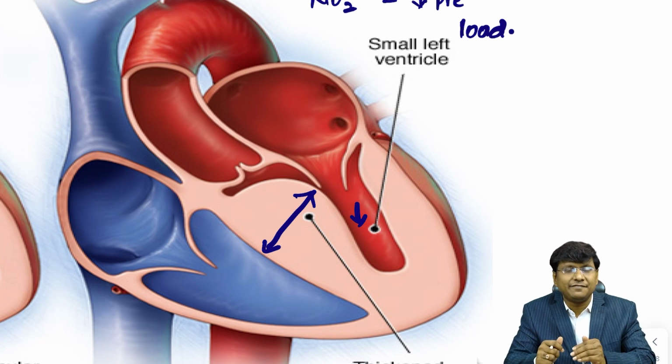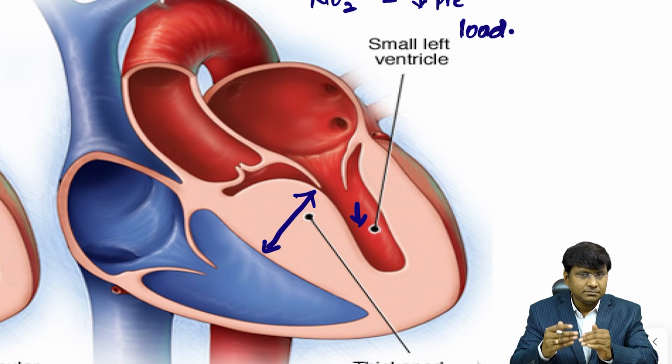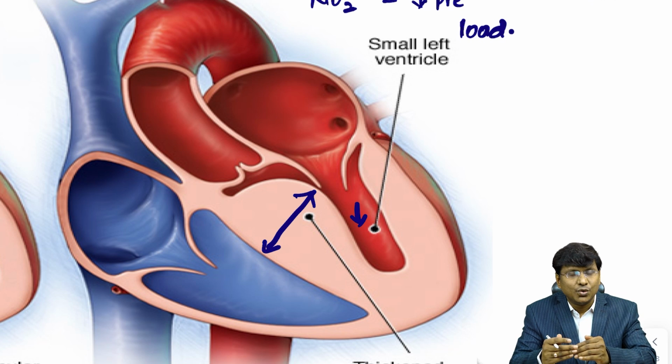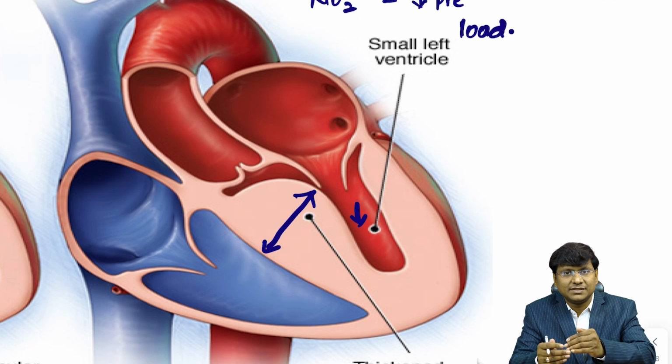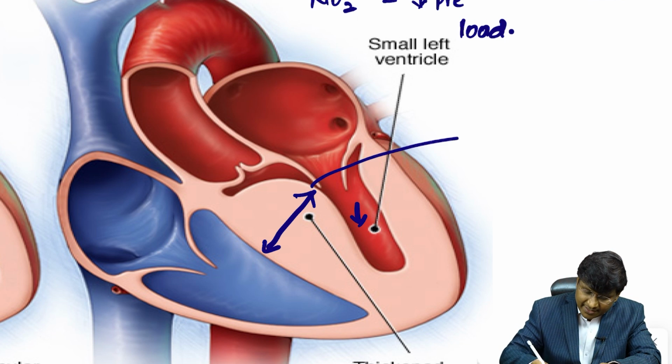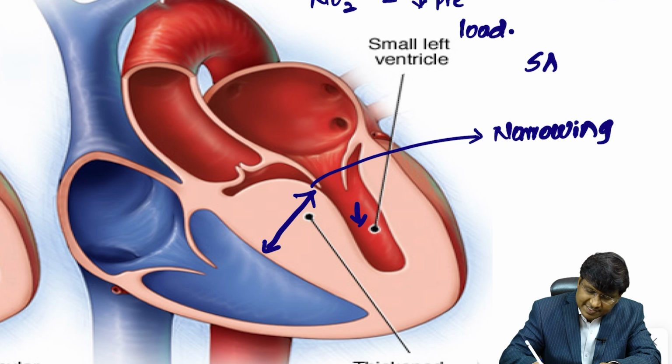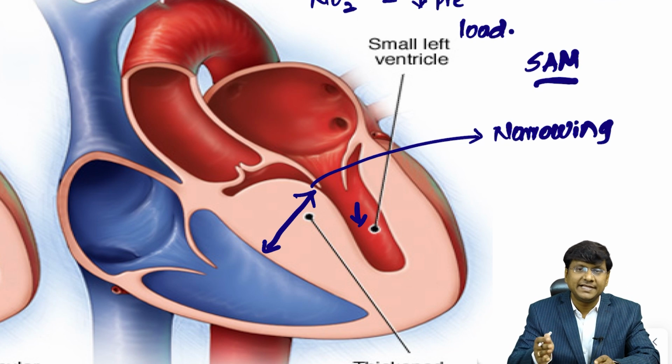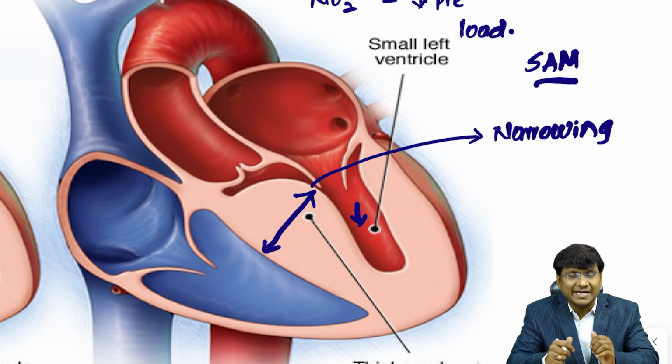Now, as the left ventricular volume decreases, what will happen to the distance between the septum and the anterior mitral leaflet? There will be narrowing, because you have a terminology called SAM, that is systolic anterior motion of the anterior mitral leaflet. During the ventricular contraction, the anterior mitral leaflet comes near to the hypertrophied septum. So whenever the preload is reduced, the LV volume is reduced. When the LV volume is reduced, the hypertrophied septum comes very near to the anterior mitral leaflet.